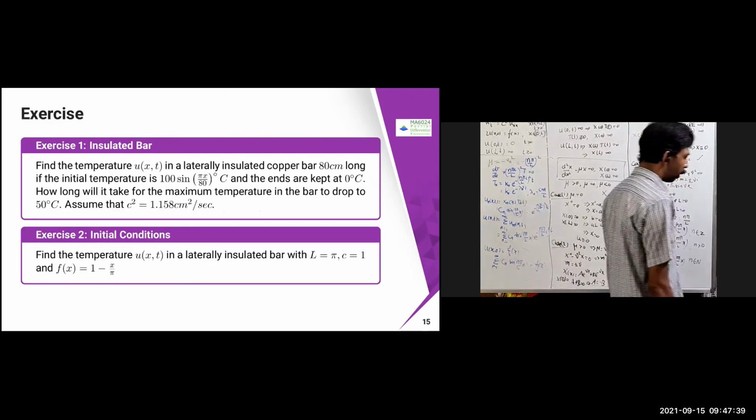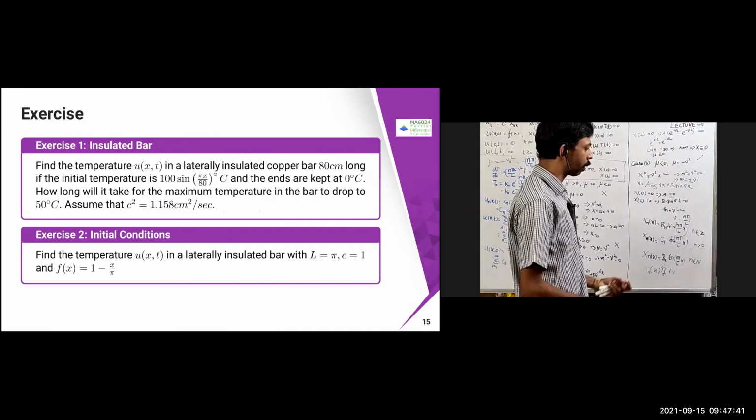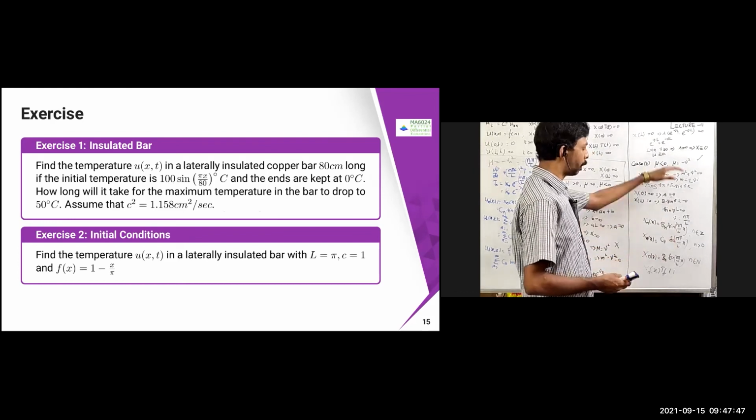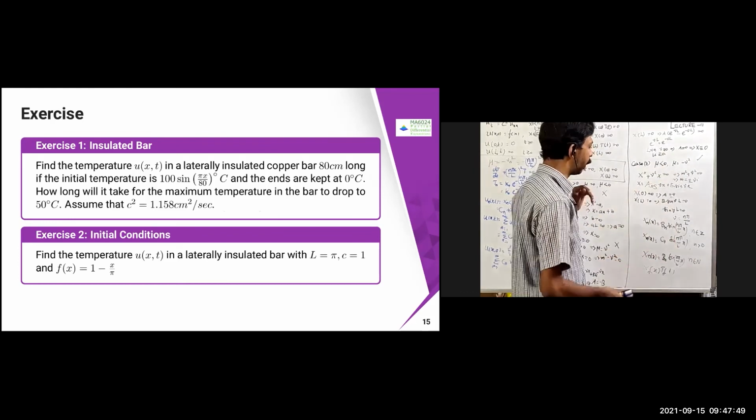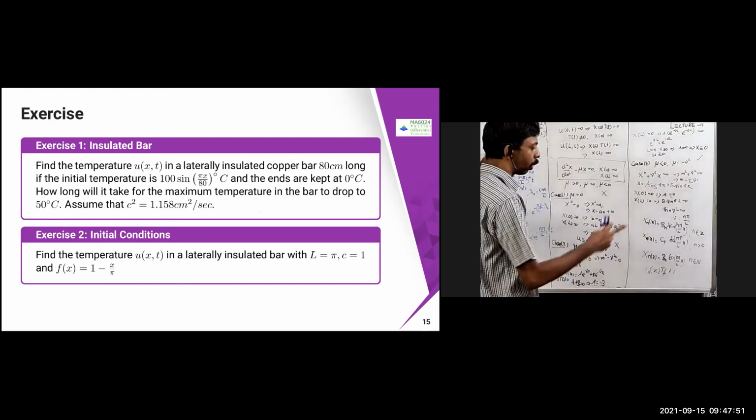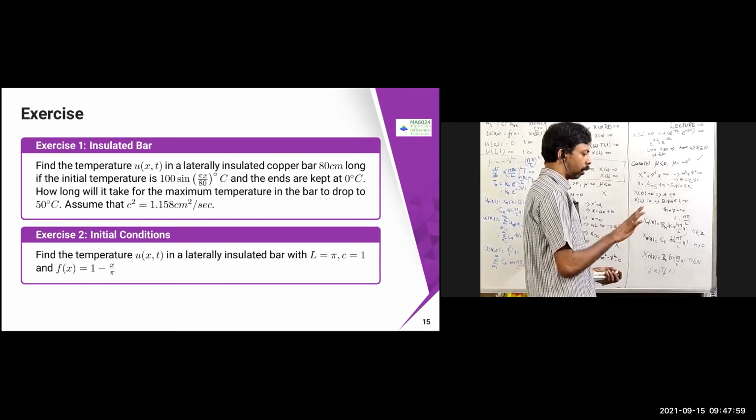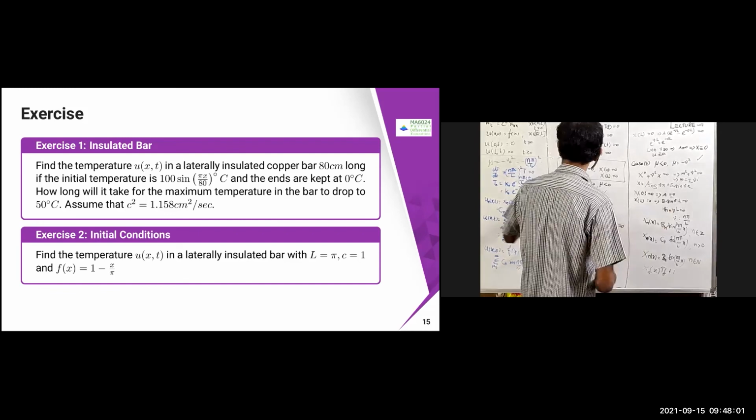Okay, so this is another exercise where you can solve. The temperature I have given, the length I have given: 80 centimeter long, that means L is given. The initial temperature f of x is given as sin pi x by 80 degrees Celsius. Both ends are 0 degree only, that means this condition is the same.